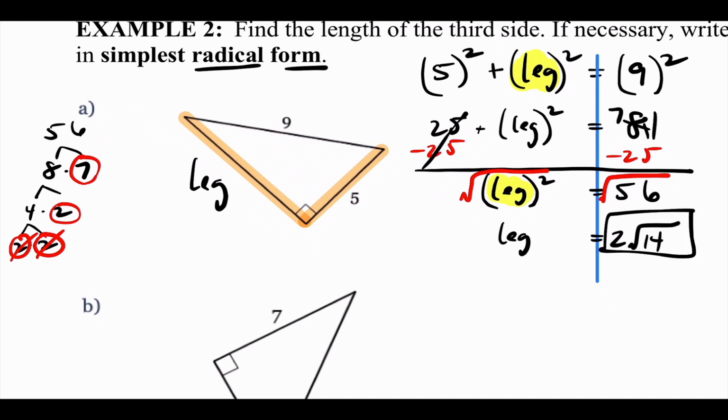That's what the missing leg is. The missing leg is 2 times the square root of 14. And that's as far as we can go, because 14 doesn't have any pairs anymore. It's just 7 times 2.